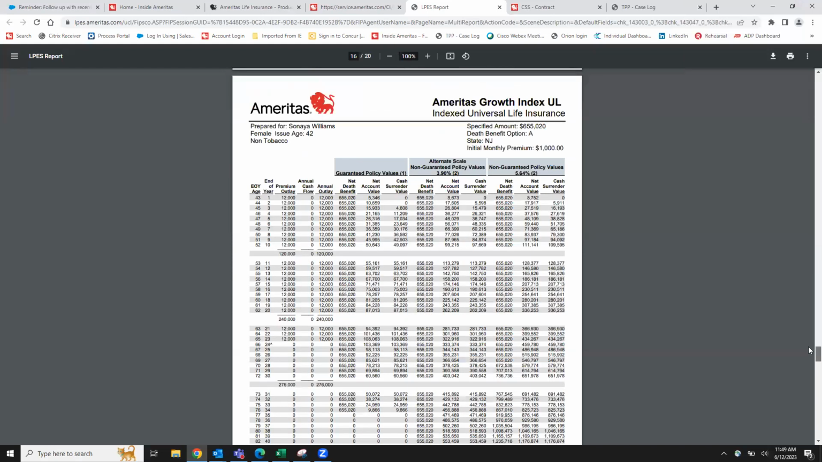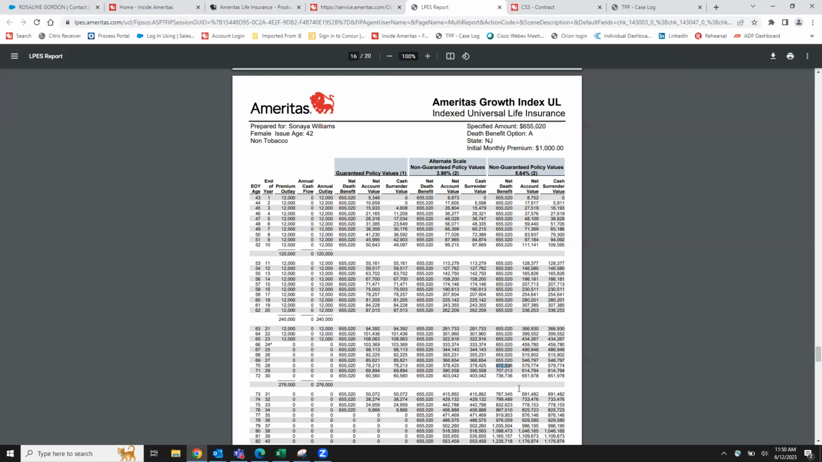Yep. So what we're looking at here is an actual illustration for a minimum non-MEC death benefit level, which is the 655. You'll see that right here in the upper right-hand corner. We're doing the $1,000 a month, and there's your $12,000 annual outlay. This I just had payable to age 65. And again, I did a level death benefit. You'll notice the 665 stays level until down here, starting at age 70, it starts to bump up.